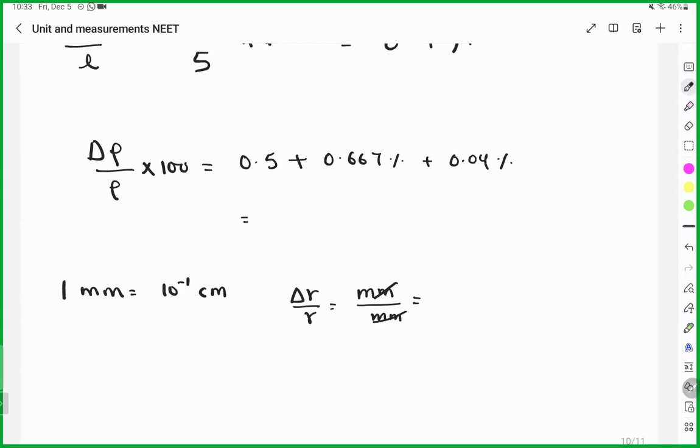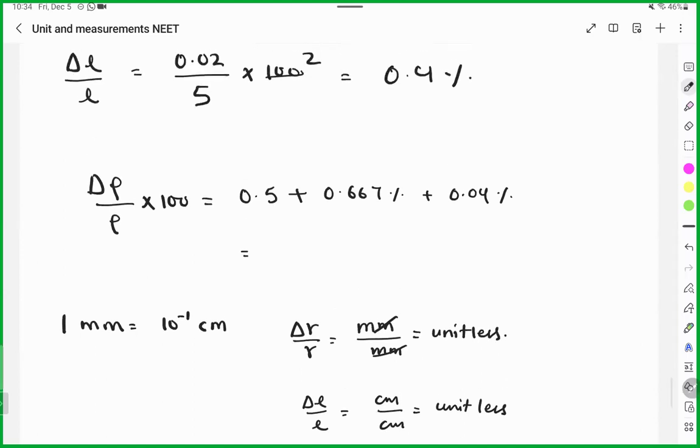We missed this point. This was really crucial. Understood? Same with delta L by L. If you take this in centimeter, this also in centimeter, both cancel out each other and this will be unitless. Yes or no, guys? Yes, sir. Makes sense? So that's why everything here will be taken as unitless. This is actually a good point we got to know from this question. And now you can add, what will be the value?